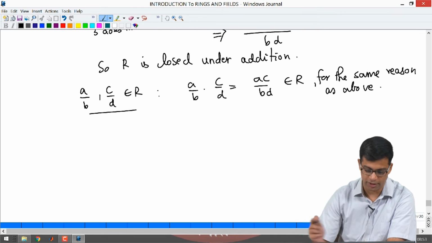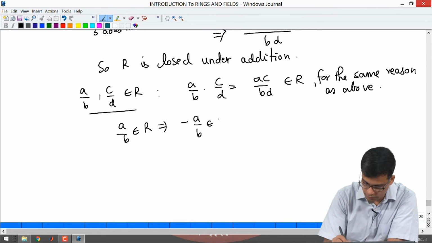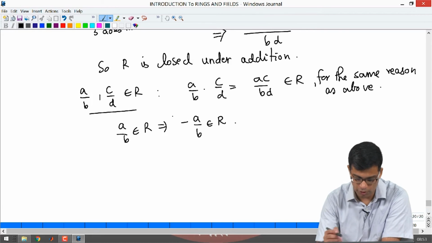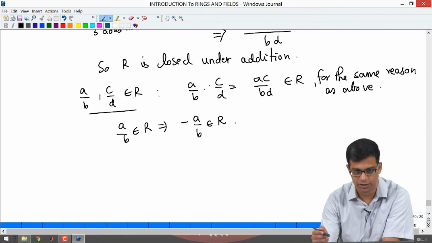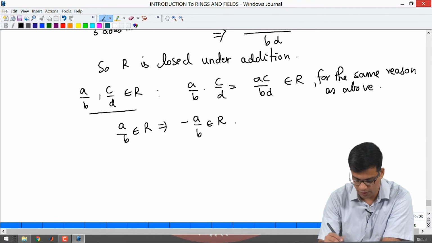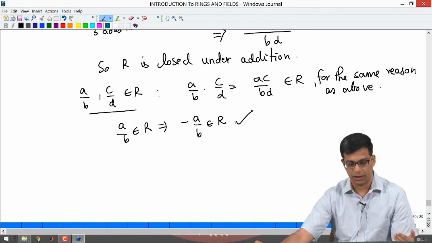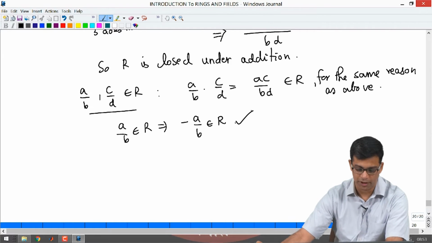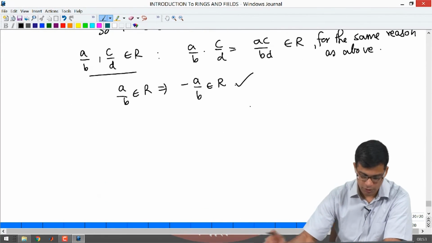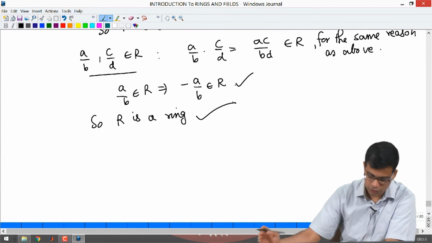So, once you checked these conditions, of course, if A by B is in R, minus A by B is also in R. Okay. So, that is also seen by using the closure under multiplication property, because minus 1 is there, the product is minus 1 times A by B, which is minus A by B is in R. So, we have checked all the conditions. Remember, associativity of addition and multiplication, distributive property of addition and multiplication are automatically true, because this is sitting inside Q, which has all the required properties. So, R is a ring, right. So, R is a ring.